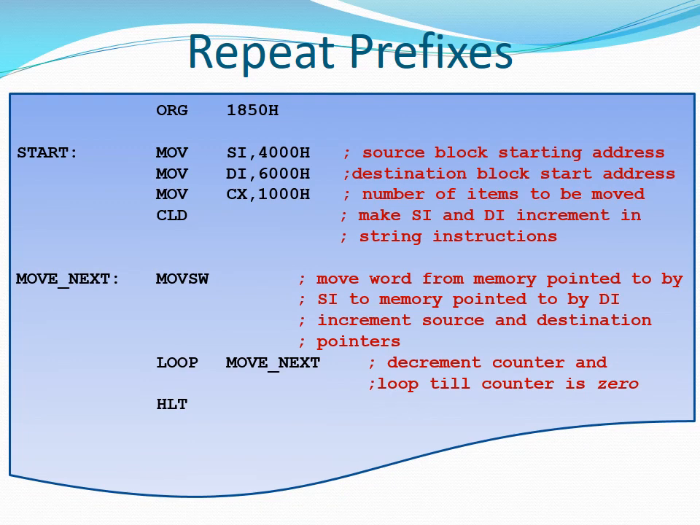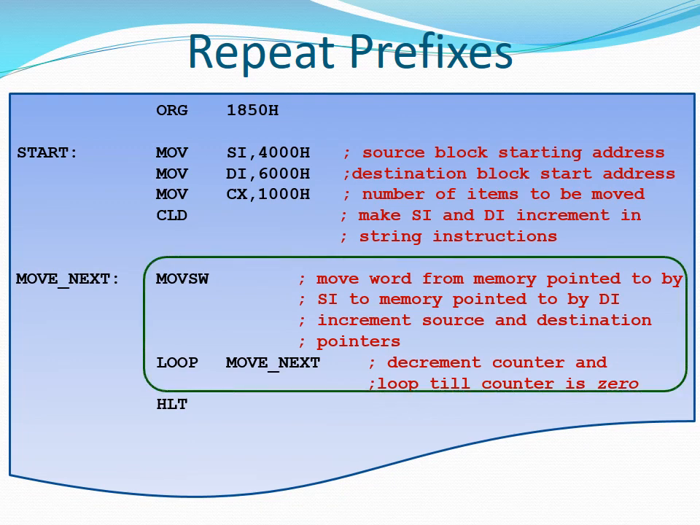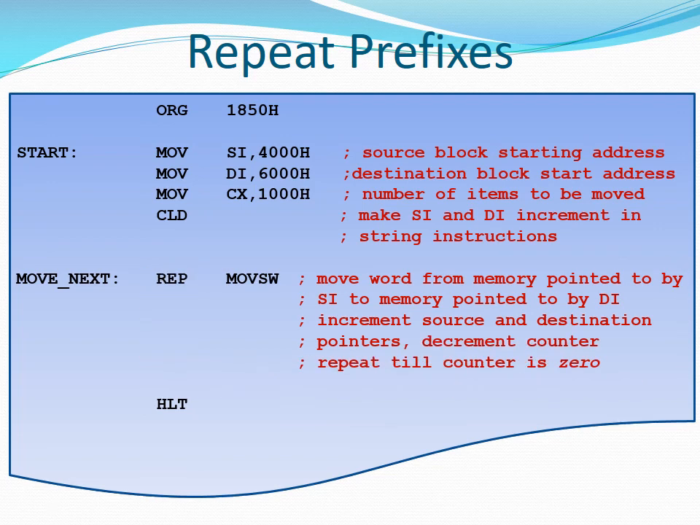Let's apply the repeat prefix to the copy-paste program. The two instructions inside the highlighted boundary have the effect of executing the move string instruction a number of times. Therefore, instead of using the loop instruction, we can prefix the move string instruction using the repeat prefix. The prefixed instruction has the effect of copying items from the source block to the destination block.